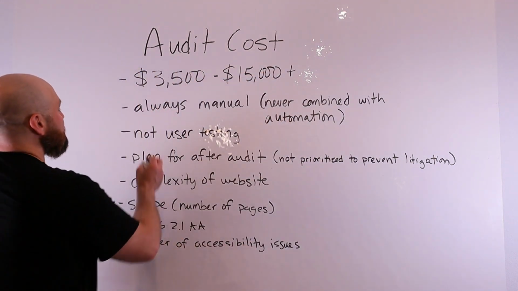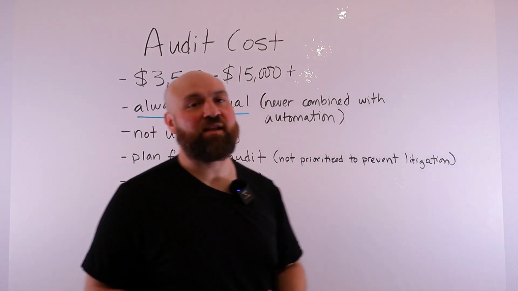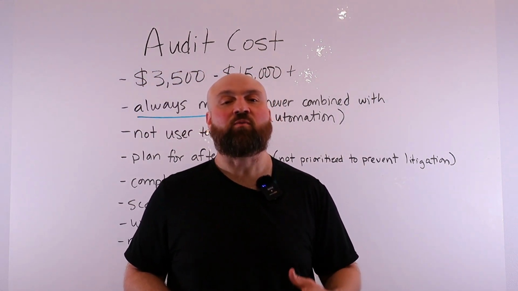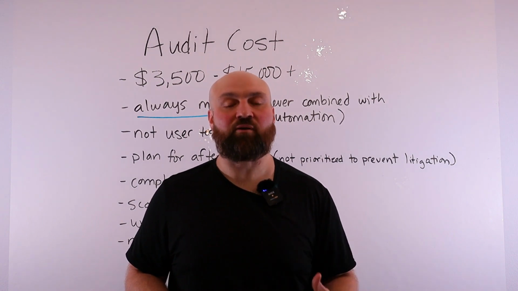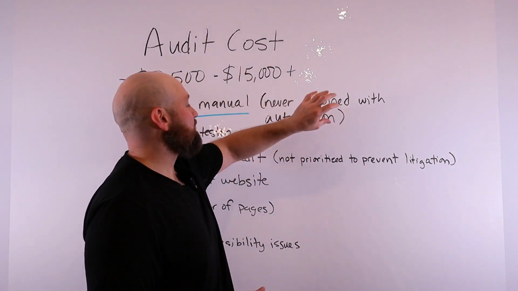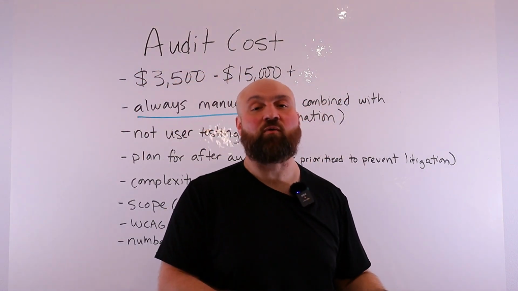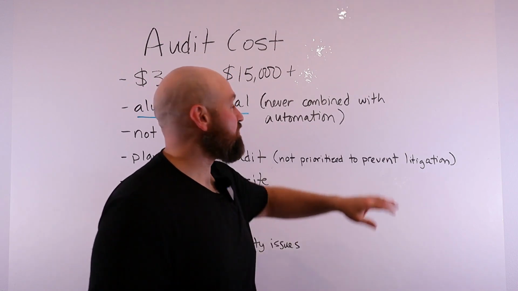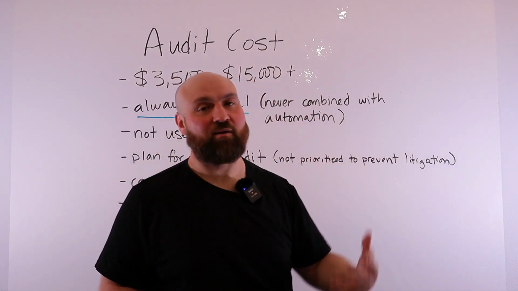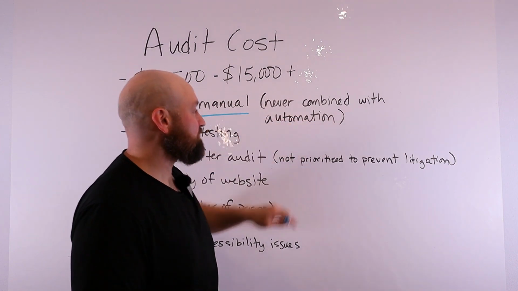next point. We want to make sure that the audit is manual. Audits are always manual. That is implicit in the word audit. When we are getting back an audit, it is manually conducted. But some vendors, some companies are saying that you can combine an audit with automation. So they'll have the scan results for accessibility issues, and then they will supposedly have manual results that are combined with those. You never use automation for the final results.